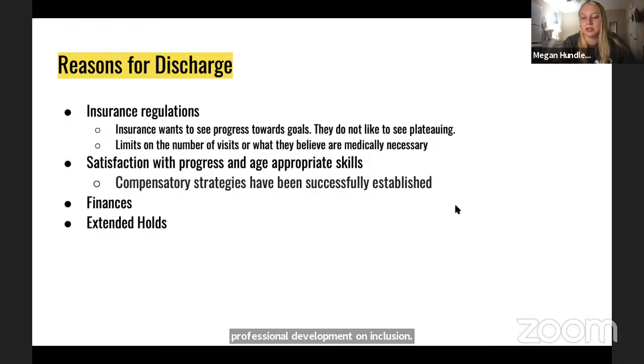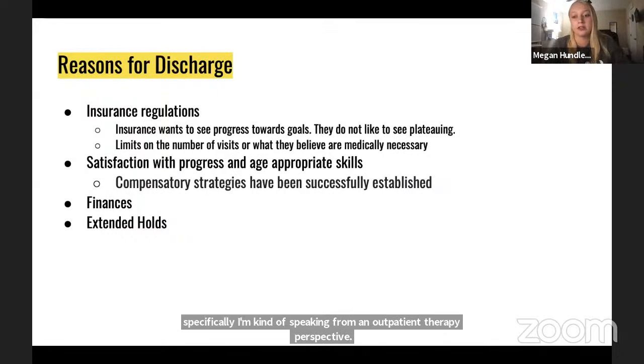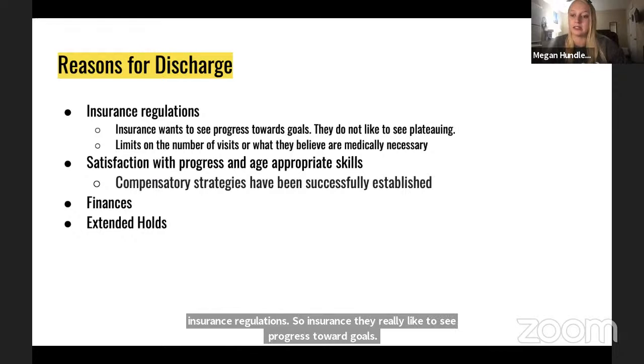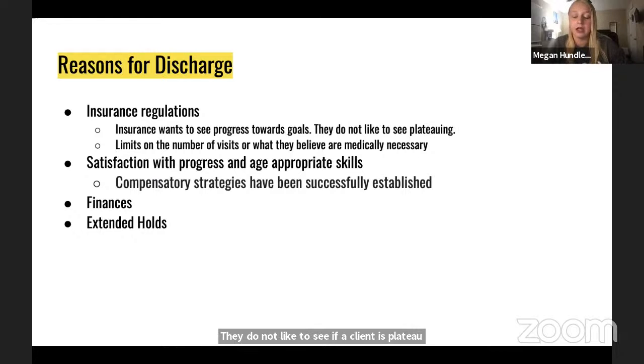One of the other points I wanted to talk about is reasons for discharge from speech therapy. So there are many reasons that there could be a discharge from speech therapy. And for this specifically, I'm speaking from an outpatient therapy perspective. Some of the reasons for discharge could include insurance regulations. So insurance really likes to see progress toward goals. They do not like to see if a client is plateauing. So we are always trying to formulate goals.